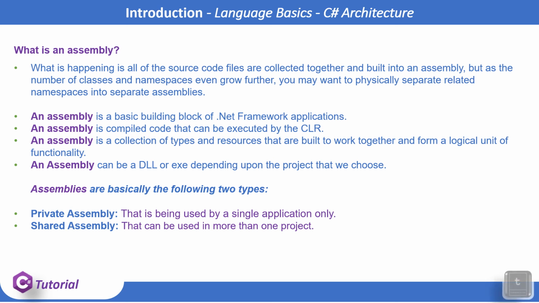An assembly is a basic building block of .NET Framework applications. An assembly is compiled code that can be executed by the CLR. An assembly is a collection of types and resources that are built to work together and form a logical unit of functionality. An assembly can be a DLL or EXE depending upon the project that we choose. Assemblies are basically of the following two types. Private assembly, which is used by a single application only. Shared assembly, which can be used in more than one project.